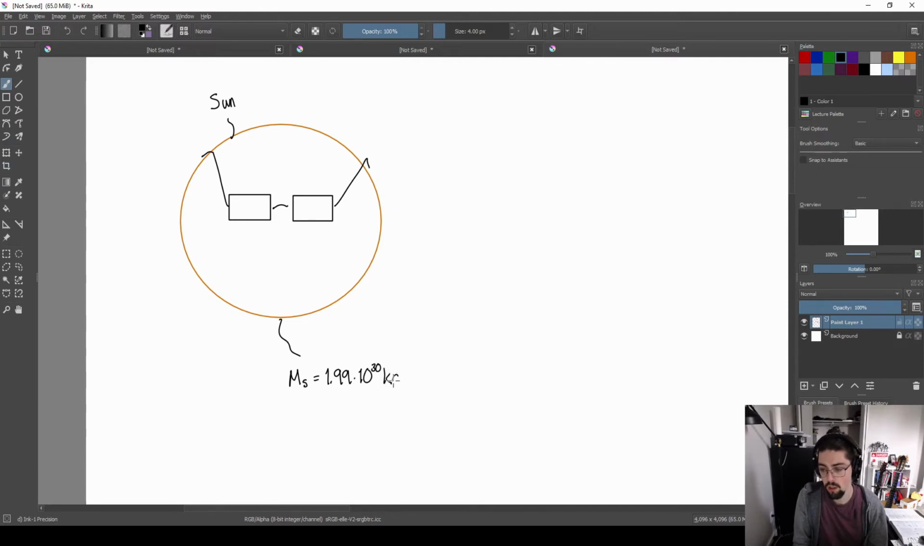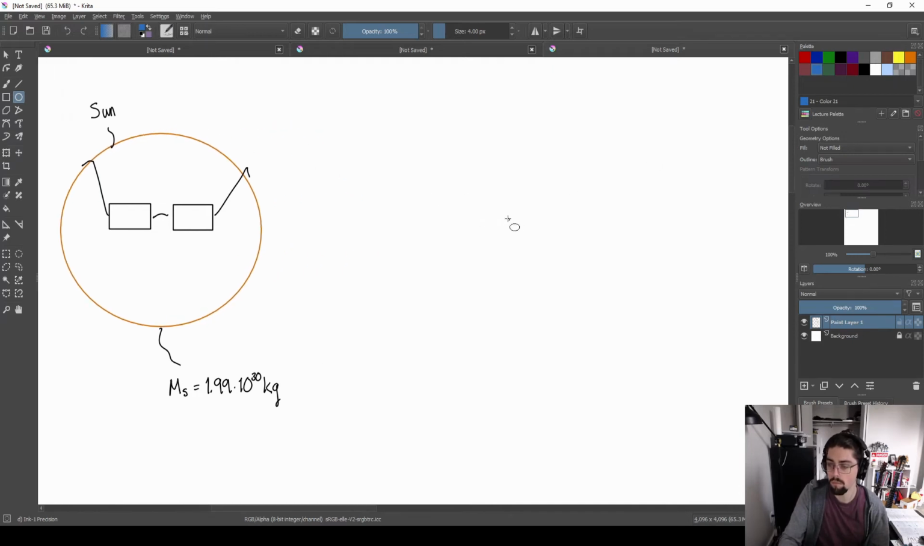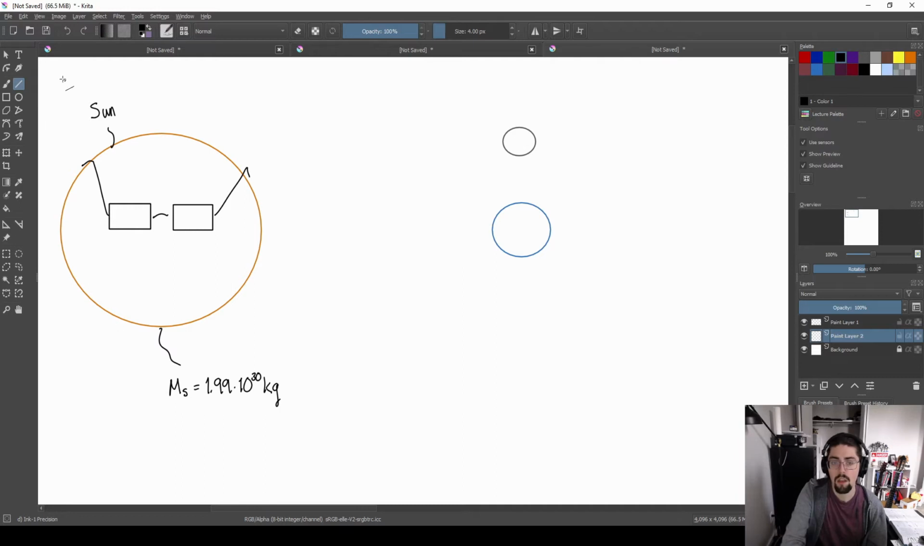Kilograms, of course. And then we will have boring old Earth drawn out here, and then the moon drawn out here. So let's label some of these values. I'm going to say distance from the center of mass of one to the center of mass of the other. So let's start from the sun right here all the way out to the center of mass of the moon.